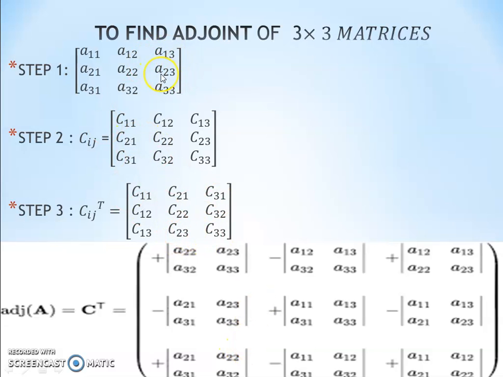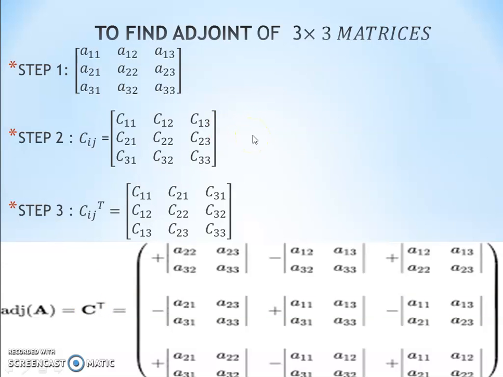Next is C23. I see A23 is here. So we have to skip the second row and last column. What is remaining? A11, A12, A31, A32. I highlight here. Next, the last is C33. So A33: last row, last column skipped. A11, A12, A21, A22. I highlight here. That's the way we take the adjoint of A using this method.